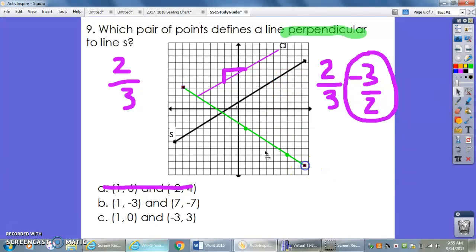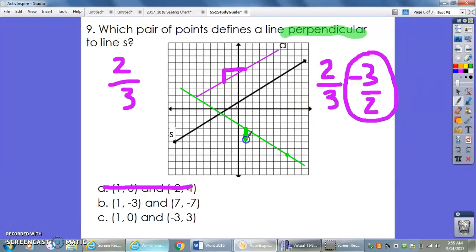I don't think it is. Remember, you can use the corner of your paper. You just stick it into the corner right there. If it matches perfectly, it's 90, but this is not 90. It looks like it's smaller than 90, 80 degrees or whatever. So I would say no, that's not perpendicular, and I'll just verify by counting my slope.